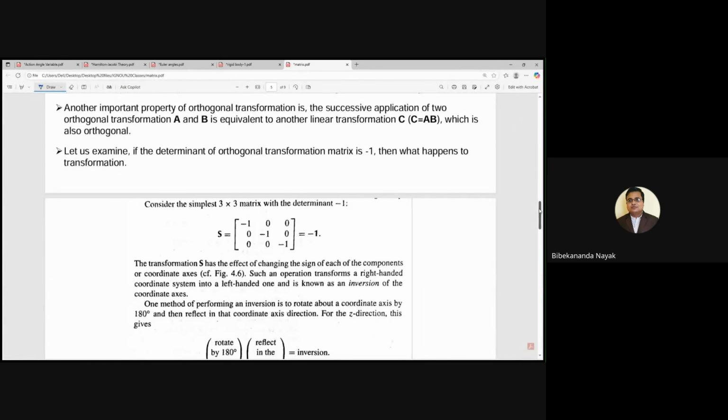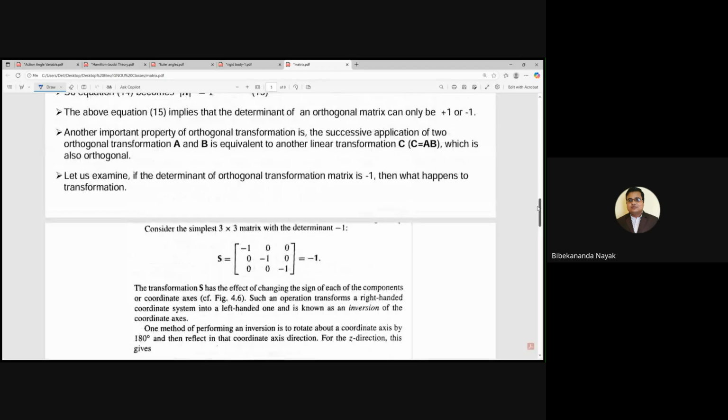If minus 1, we call it inversion. Inversion means, imagine some matrix with determinant minus 1. The simplest one is this type of matrix, minus 1, minus 1, minus 1. So its three diagonal elements are minus 1, off diagonal 0. If you take the determinant, you take minus 1 into minus 1 and plus 1 minus 0, so it will be nothing but minus 1. So the simplest matrix is this.